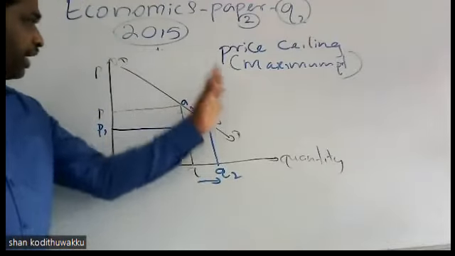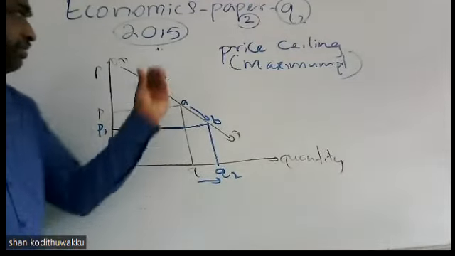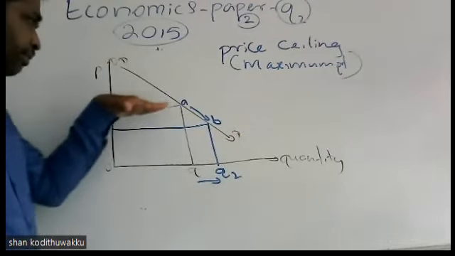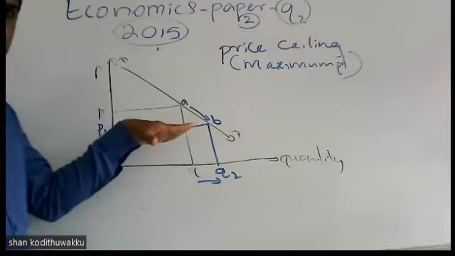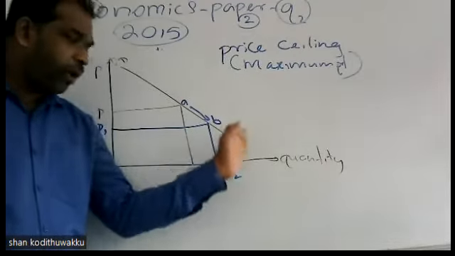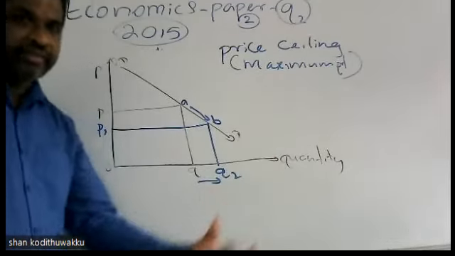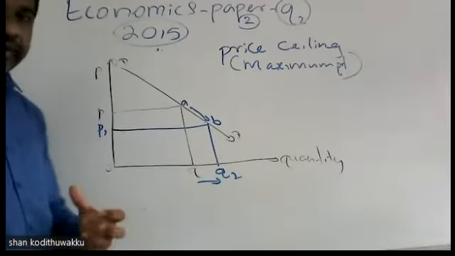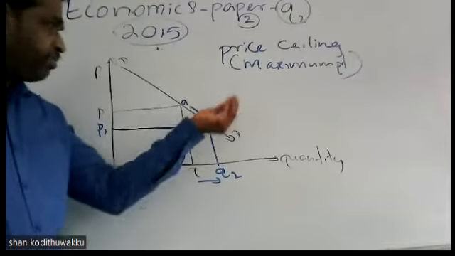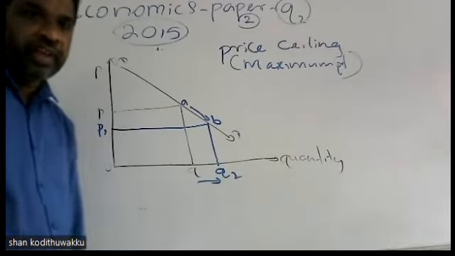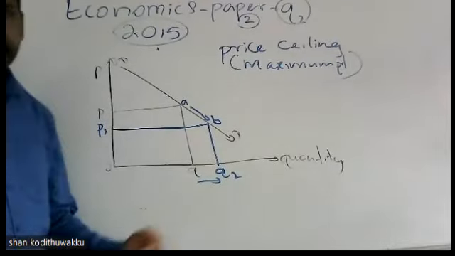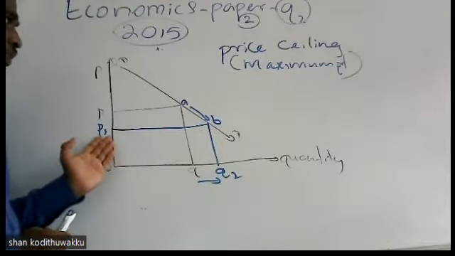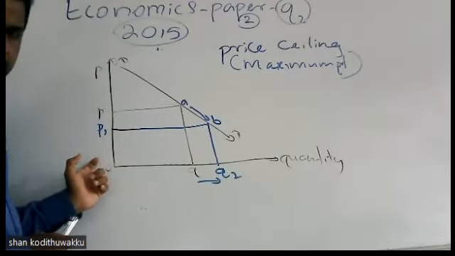This is how we can explain price ceiling. Price ceiling or maximum price is the price which is below the market price imposed by the government to protect the consumers or buyers, to avoid higher prices charged by suppliers or sellers or producers. That will be price ceiling or maximum price.